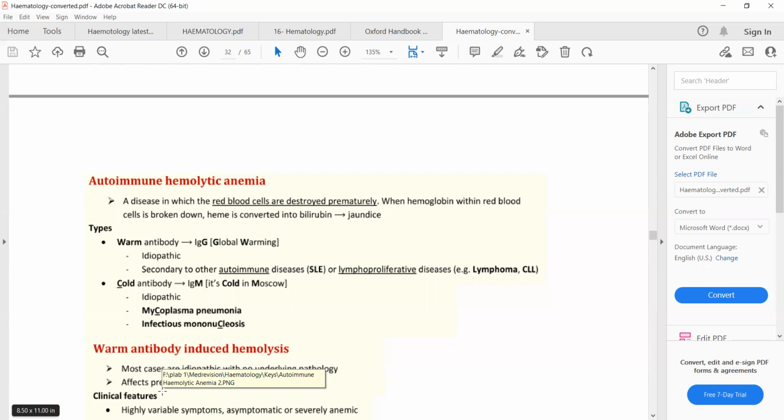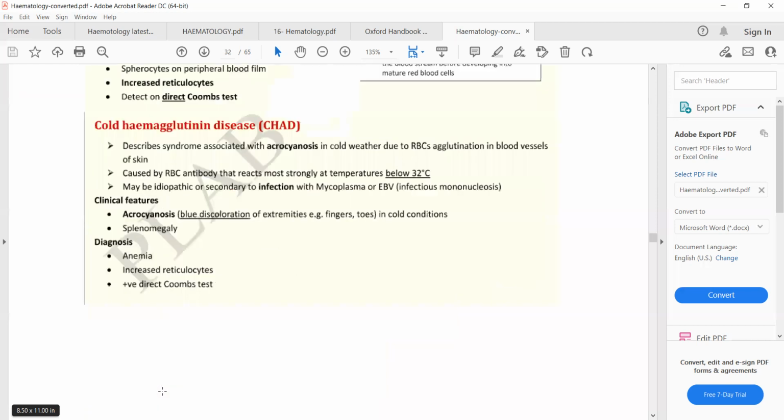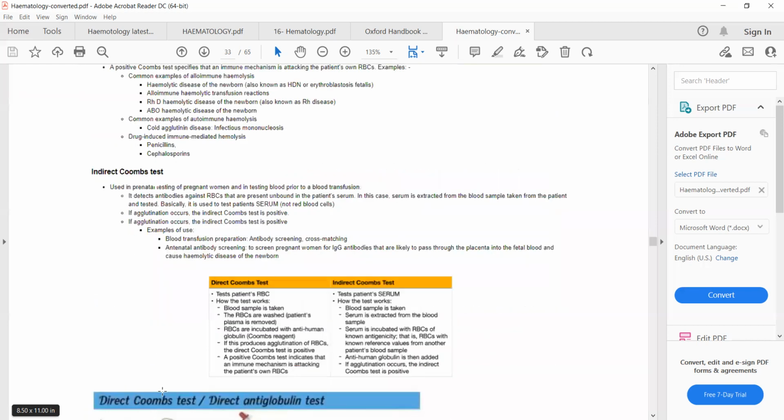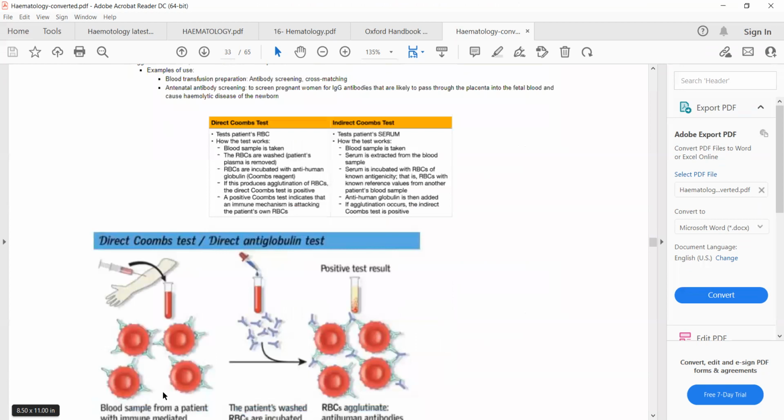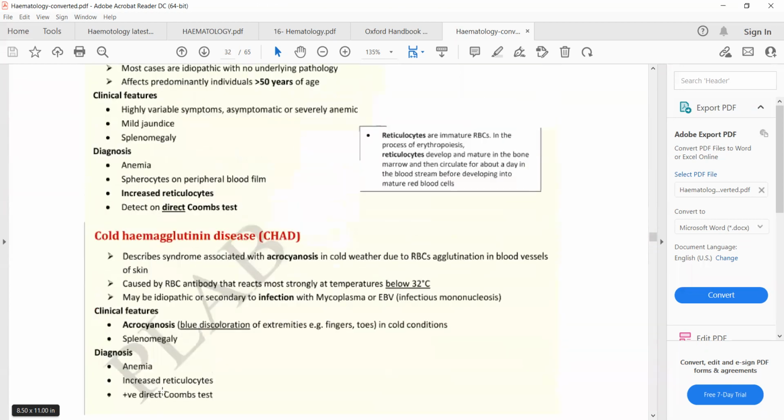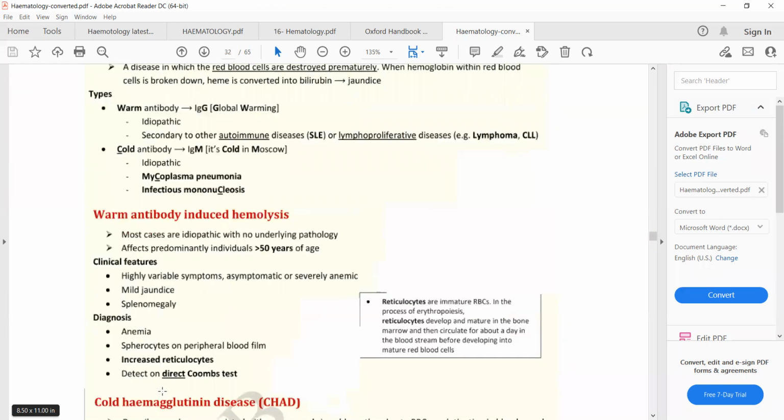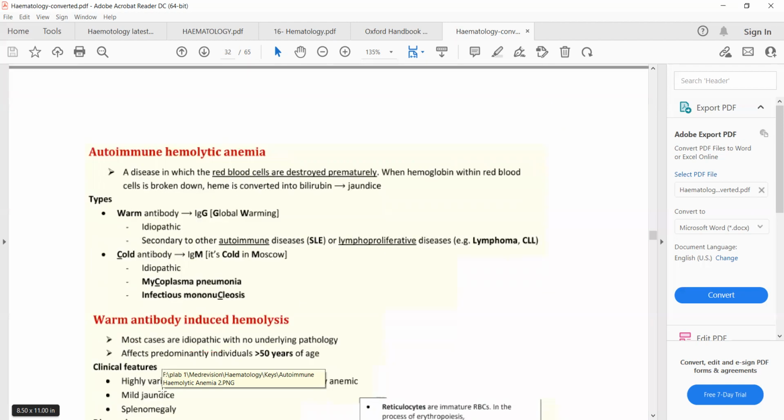Now we are going to discuss some acquired causes of hemolytic anemias. Acquired causes include autoimmune hemolytic anemia and microangiopathic hemolytic anemia. We'll discuss them one by one, and what autoimmune hemolytic anemias and microangiopathic hemolytic anemia are.